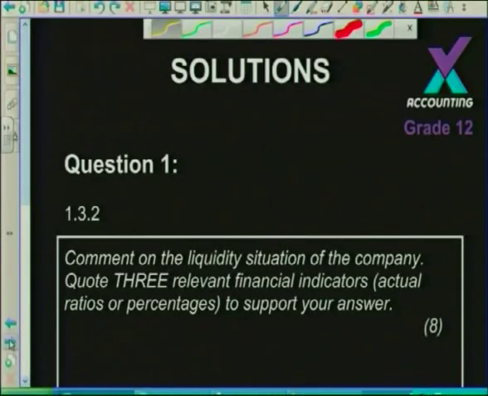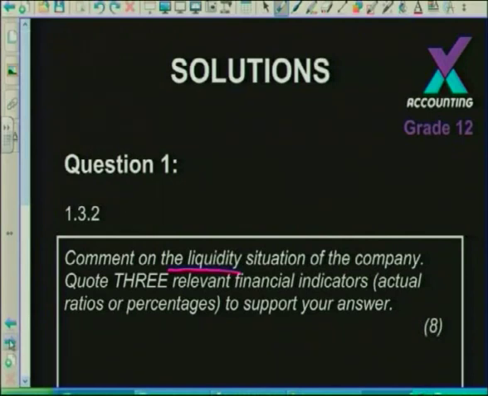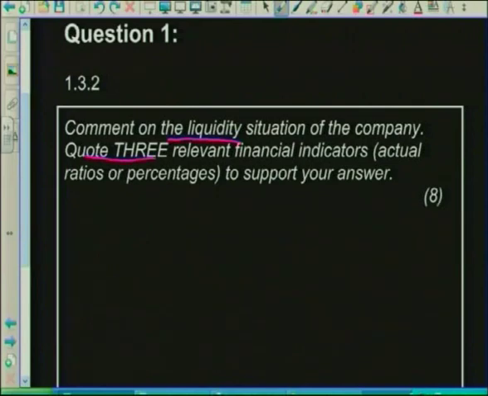Your next question reads as follows. Comment on the liquidity situation of the company, and then they want us to quote 3 relevant financial indicators, in other words, your actual ratios or percentages to support your answer. Now remember, here they're asking you to comment on liquidity, and when we were going through the question earlier on, we found that there were 5 liquidity ratios that were given to us for 2008 and 2007. So let's now go back to those financial indicators, briefly analyze those liquidity ratios, and then comment on liquidity. In other words, can the business pay off its current debt, its current liability?